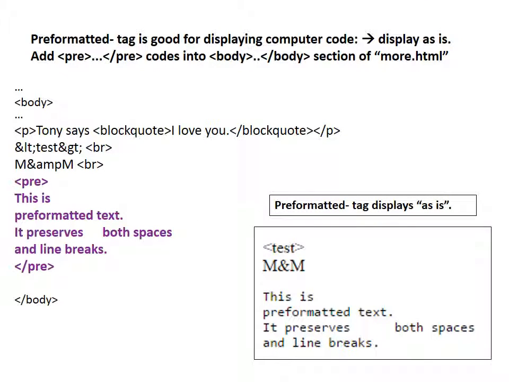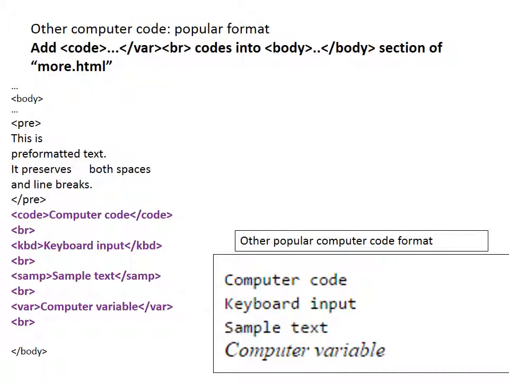Pre stands for pre-formatted. This element is good for displaying computer code because it displays as is. There are some formats for computer codes. Code elements are popular to express computer codes in the web page. KBD is popular to express keyboard input in the web page.